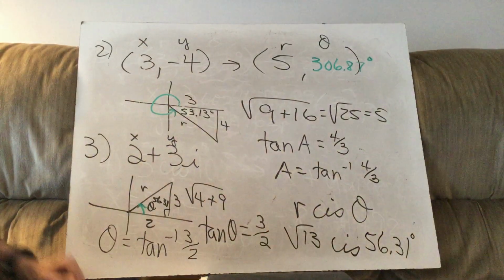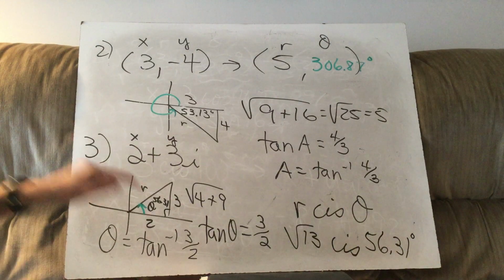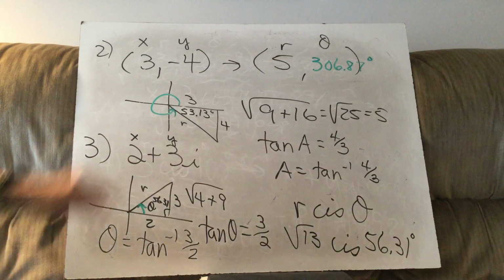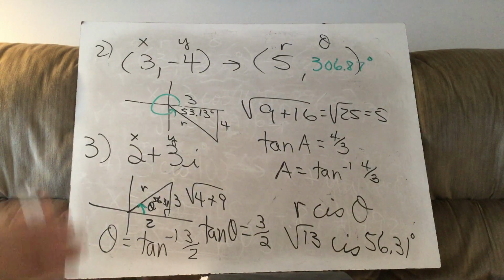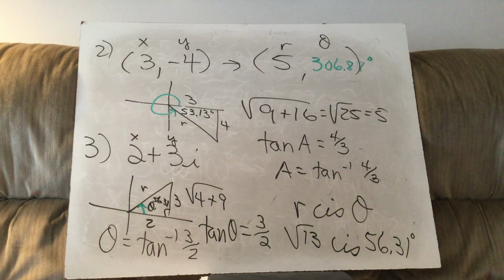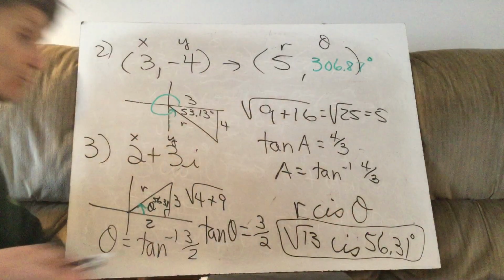56.31. Remember, if you're in quadrant 1, you don't have to make any adjustments. Whatever the calculator says is the answer. When you're in a different quadrant, that's when you have to make adjustments. Subtract from 360, add 180, whatever you have to do to adjust. But here is the answer to problem number 3.